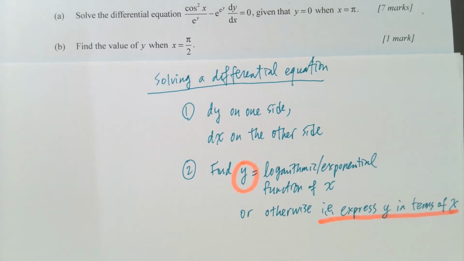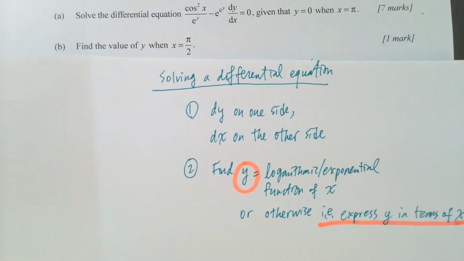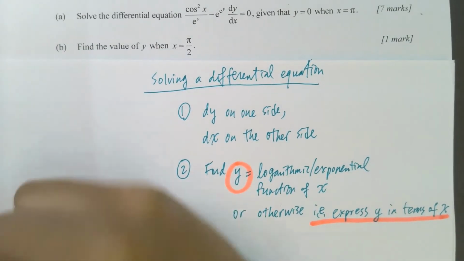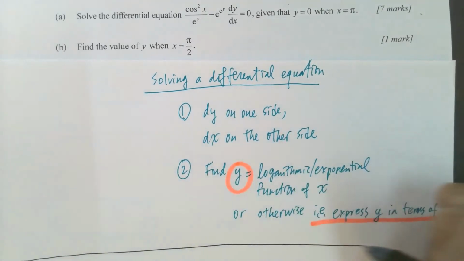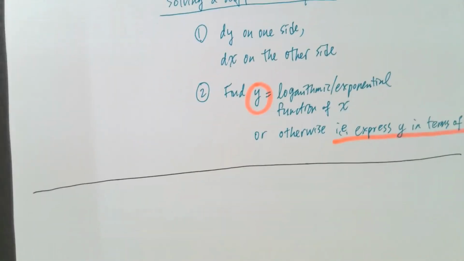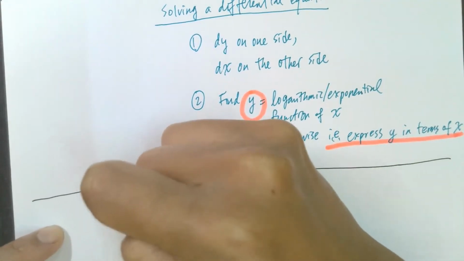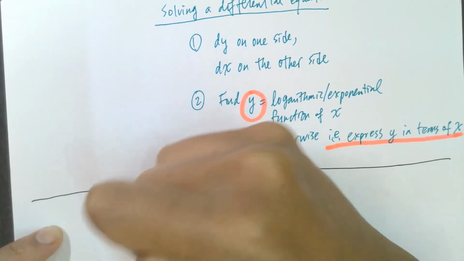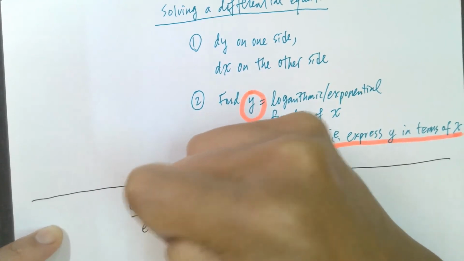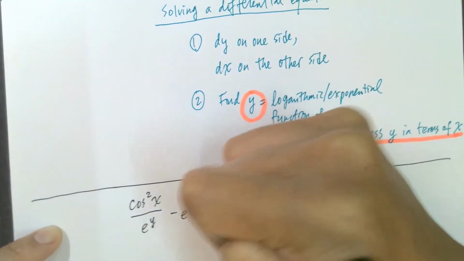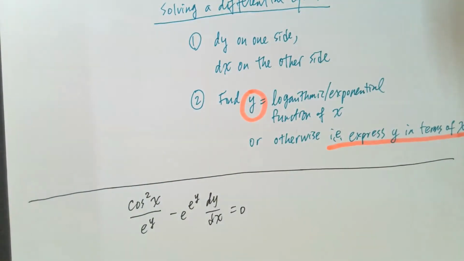Okay, so for this particular question, let me create some space down here. All right, let me copy the question. Okay, so we have a better idea of what it's doing, maybe. So we've got cosine squared x divided by e to the power of y minus e to the power of e y, dy dx equals 0. Okay, so what we've got to do first is to recognize something.